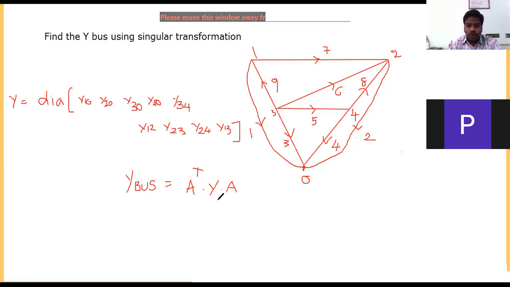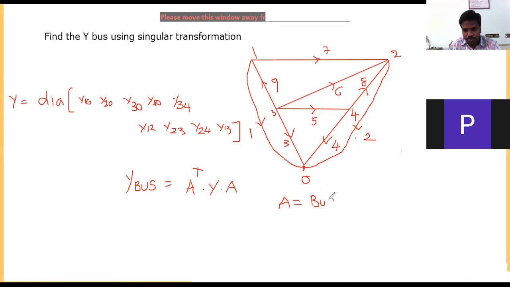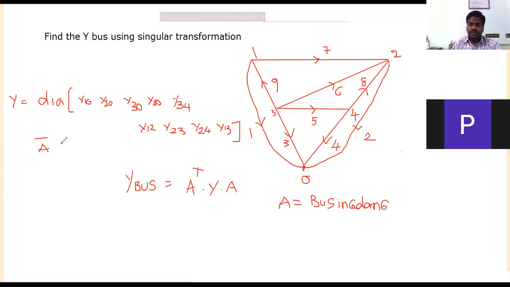Now I am going to give you another hint. What is A here? A is the bus incidence matrix. Please do remember, element node incidence is different from bus node incidence. But in order to obtain the bus node incidence matrix, you must have the information regarding the element node incidence matrix, that means A bar. So first of all, you have to obtain A bar, including that reference node, and A can be obtained from A bar by excluding that reference node. That means the size of A bar is equal to E by N.